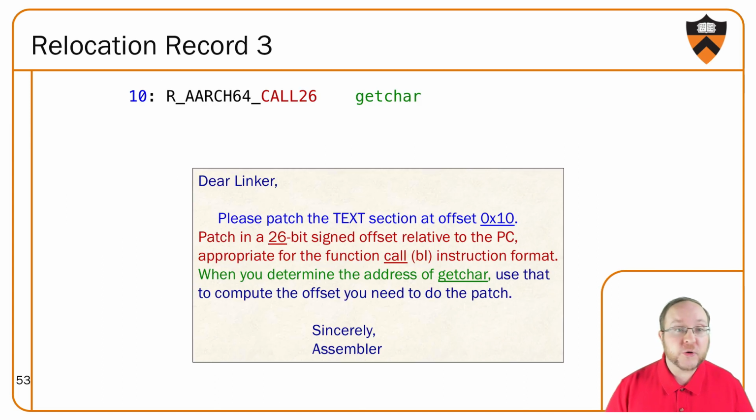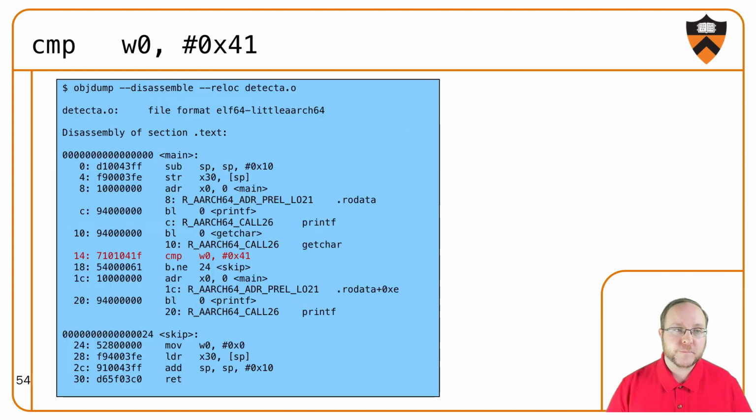And again, the assembler will leave the requisition order for the linker, asking that it patch the proper 26-bit relative address between getchar and the current instruction. And it will do that at offset hex 10, wherever those 2 addresses end up being.